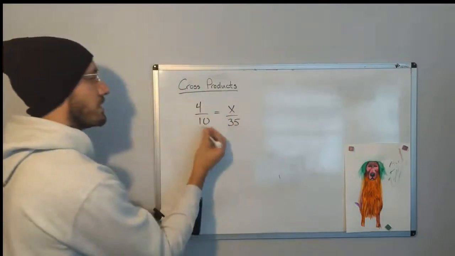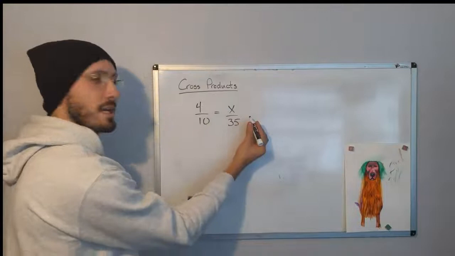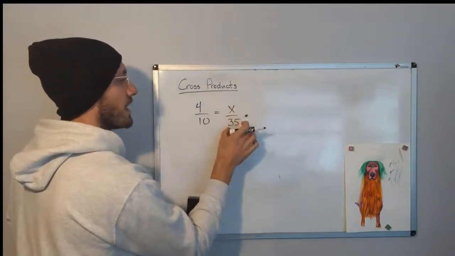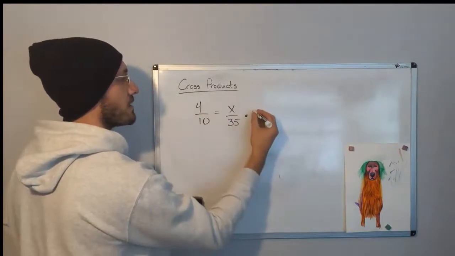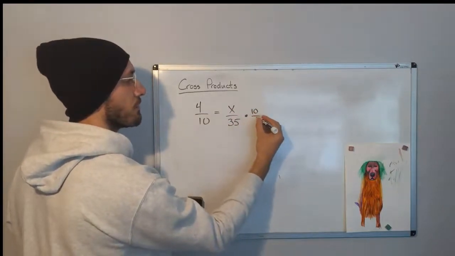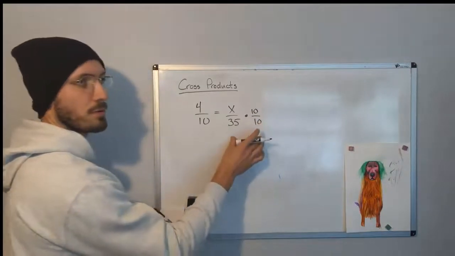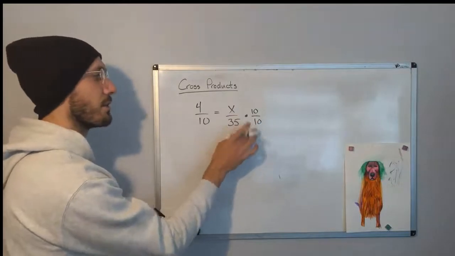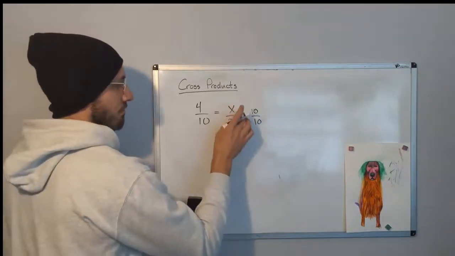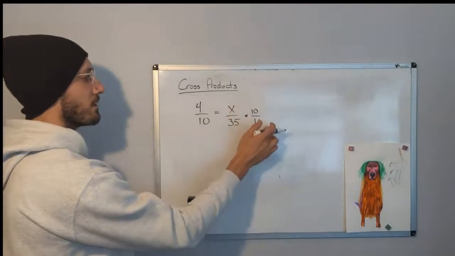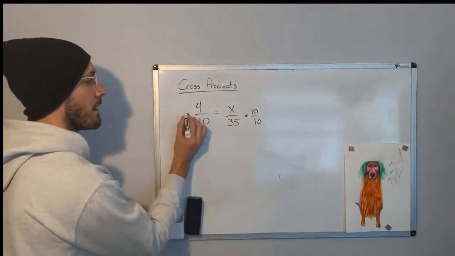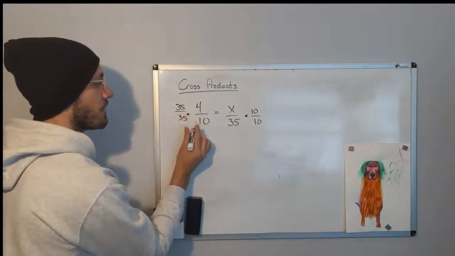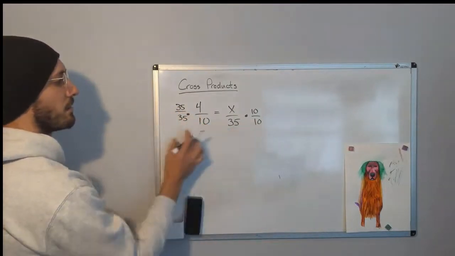x over 35, 10 over 4, we want the denominators to be the same. So one thing that I can do to get that is I can multiply each side, each fraction, by the other side's denominator over itself. Right? We have to follow the rules and only multiply or divide by 1 because we can't change the value of anything. So I'm multiplying here by 10 over 10. Over here I will multiply by 35 over 35. And as you can see, that gives us a common denominator here.